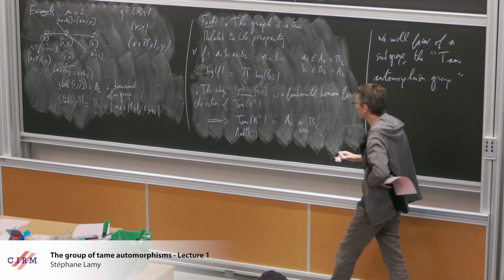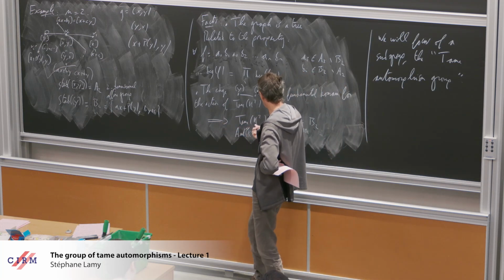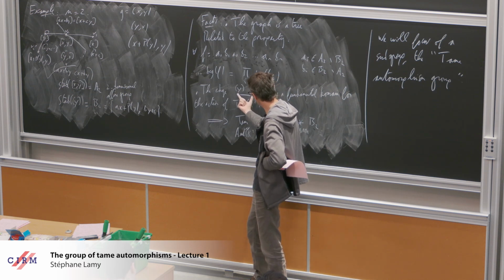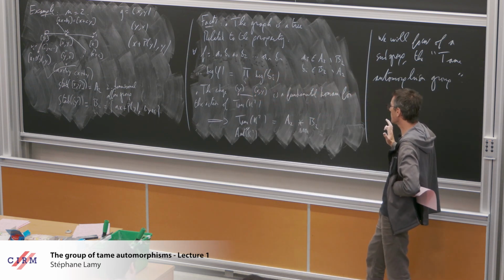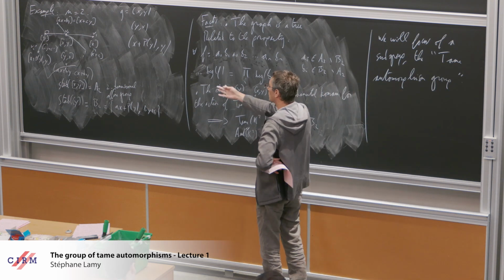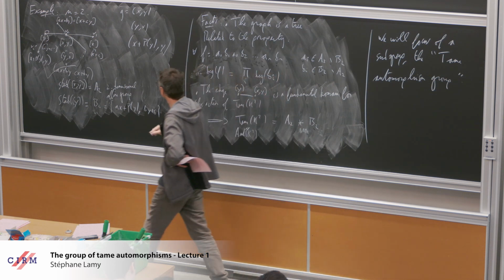So this implication is in fact an if and only if: you are an amalgamated product if and only if you act on a tree with a fundamental domain an edge. That's the easiest case of what is called the Bass-Serre theory. So we can say that this tree is a Bass-Serre tree of the group.